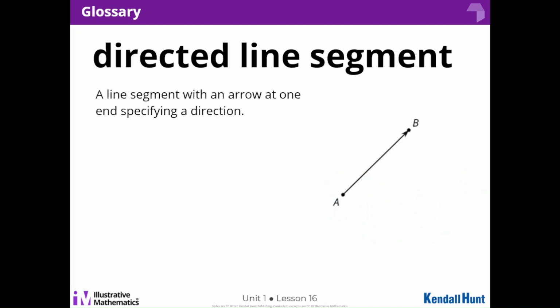Directed line segment is kind of a combination of lines and line segments. Lines go on forever in both directions. Line segments have endpoints. A directed line segment shows you which direction the line segment is going. So in this image on the right, not only do we have line segment AB, but we know this line segment is specifically going from point A to point B because of that arrow we added near point B.